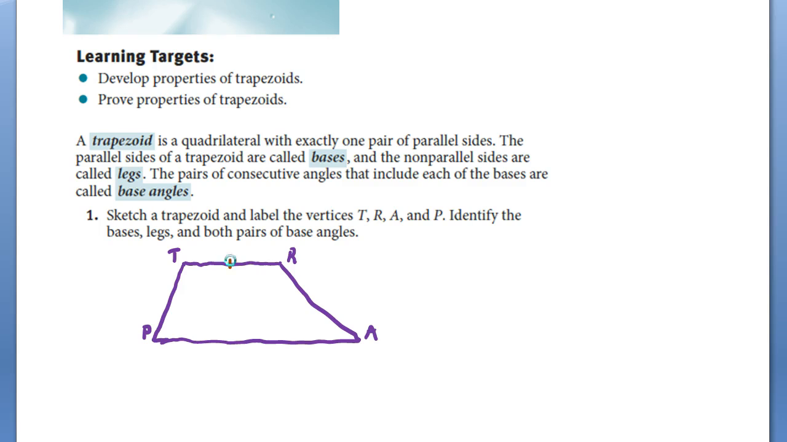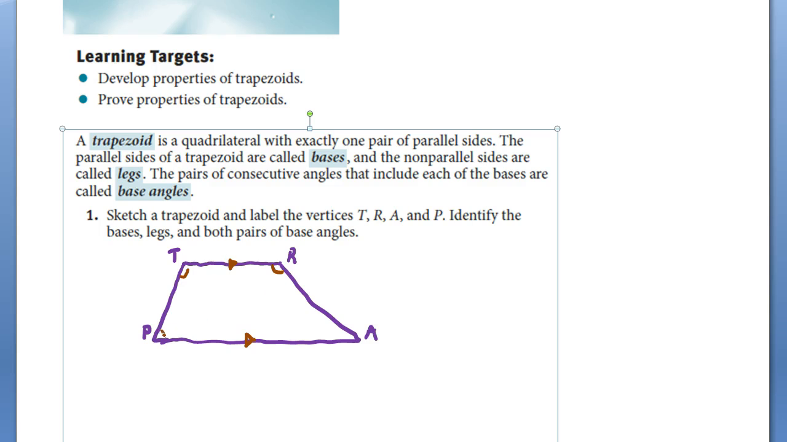So as this is drawn, that is parallel to that. Those are the bases. The other two sides, the ones that are not parallel, are called legs. The angle formed by a leg and a base, like that angle and that angle, or that angle there and that angle there, those are called the base angles.